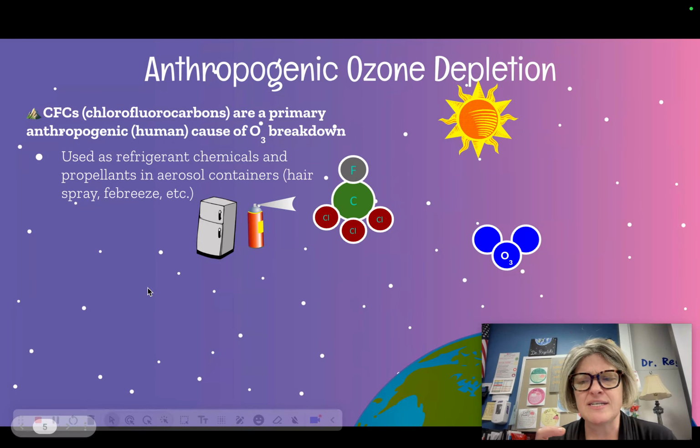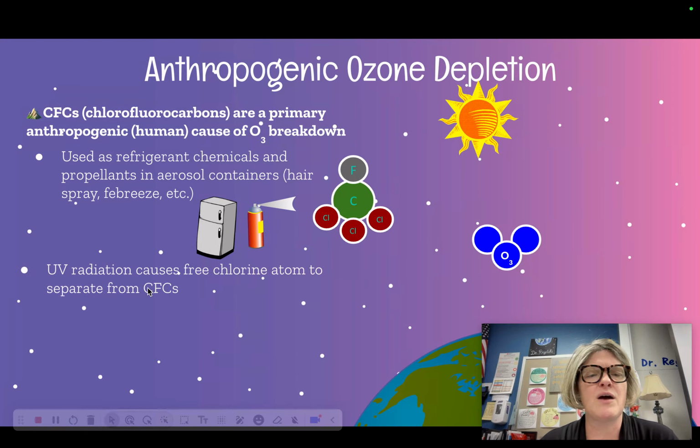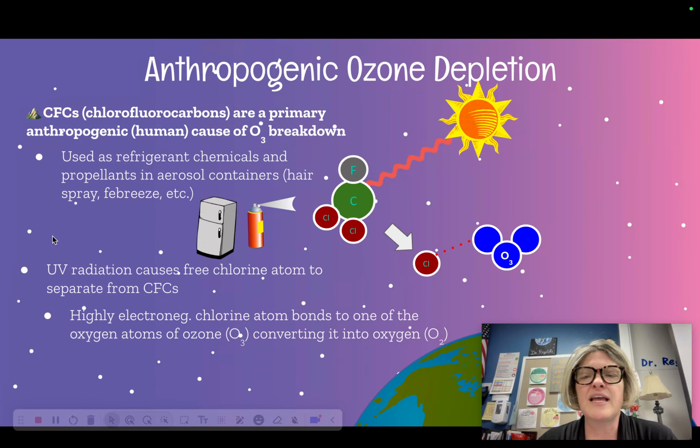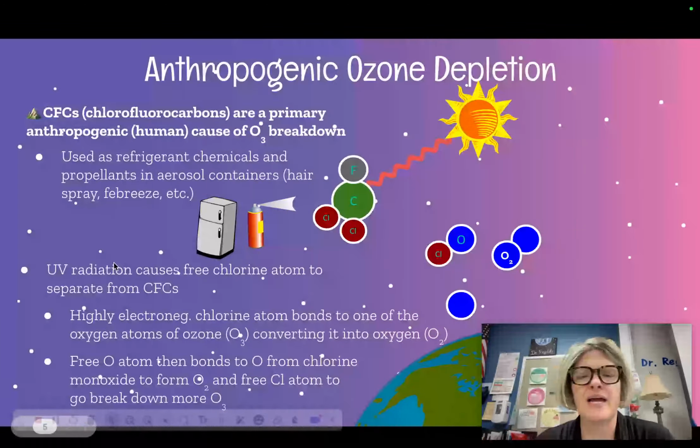If you look at some cans now, it'll actually say no CFCs. Manufacturers have moved away from using chlorofluorocarbons. But basically what happens is the UV radiation causes the free chlorine atom to separate from a CFC, and actually it can end up knocking off all of those chlorine atoms. And chlorine is highly electronegative, which means that it is going to strip off one of the oxygens from the ozone molecule, converting it into O2, and when it joins with the chlorine, it forms chlorine monoxide.